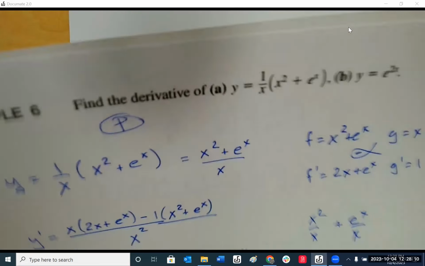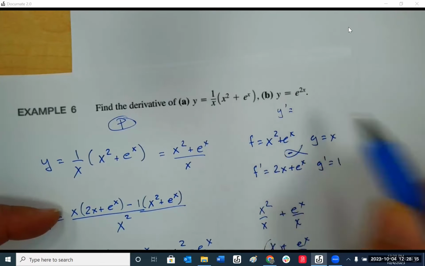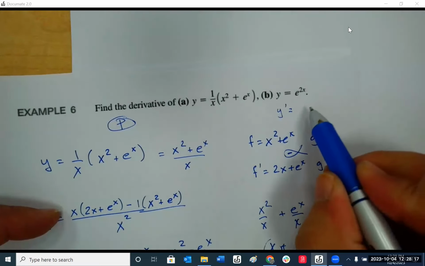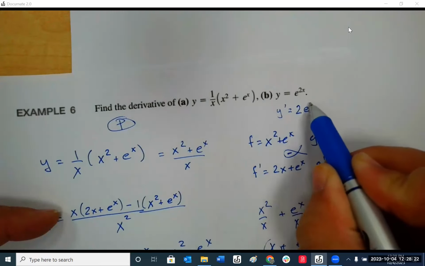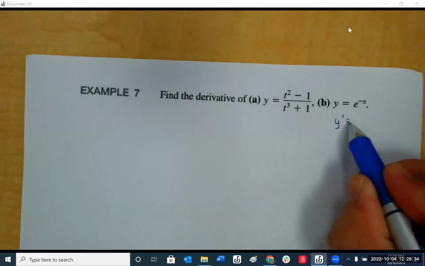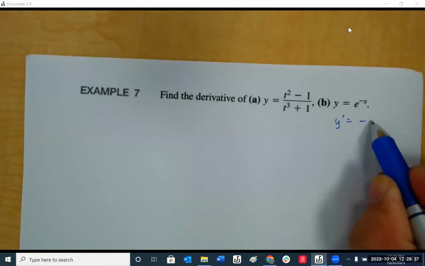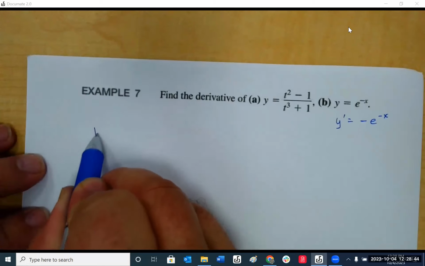Yeah. How about this one? What's the derivative of this one? We've done this pretty quick. 2 times 2x times e, 2e to 2x. Yeah. How about this one? Well, what's this one going to be? So now we have this equation.